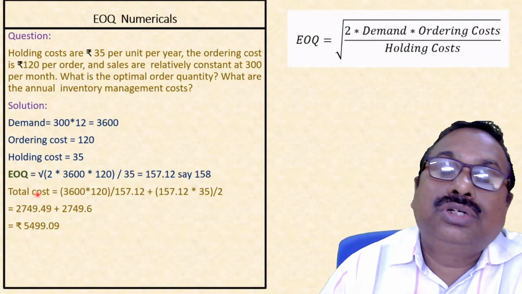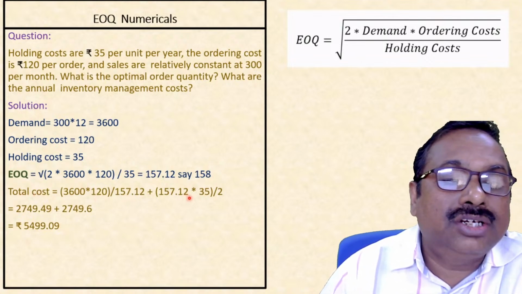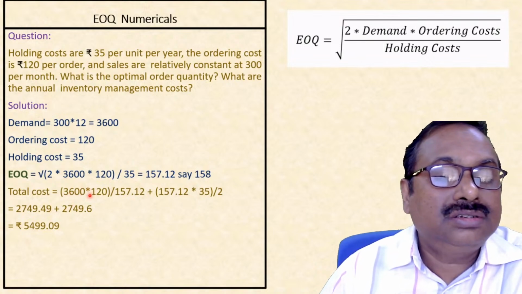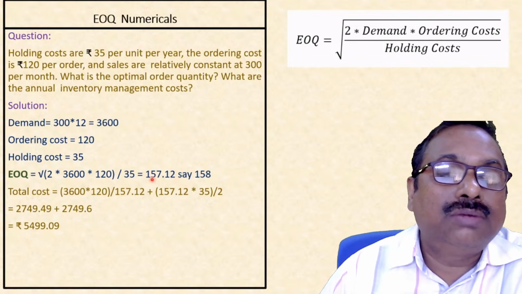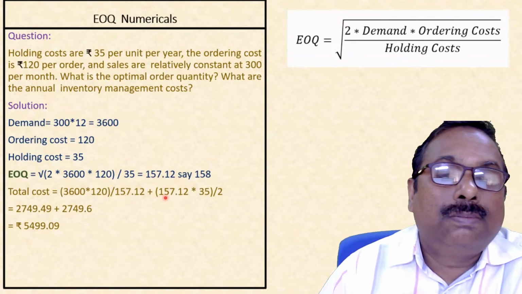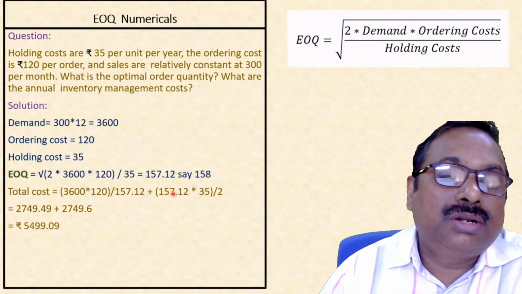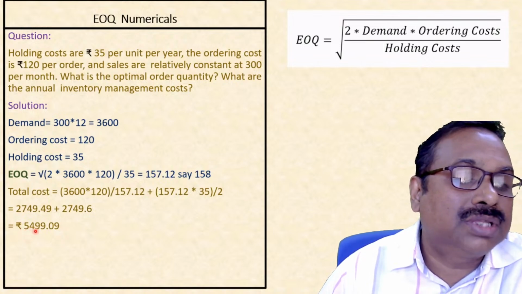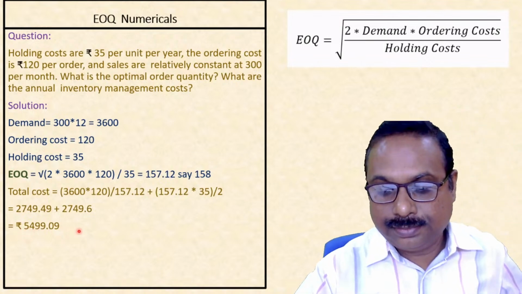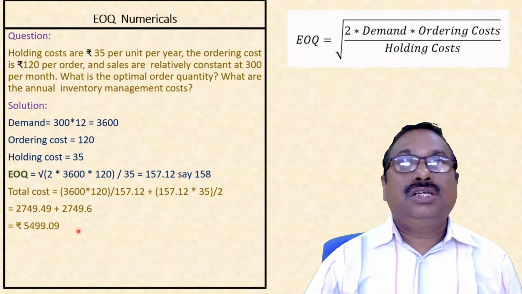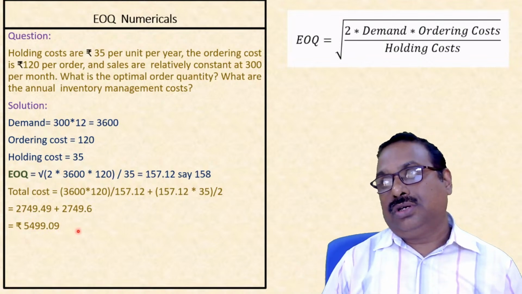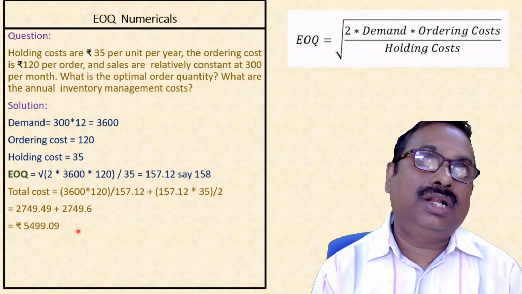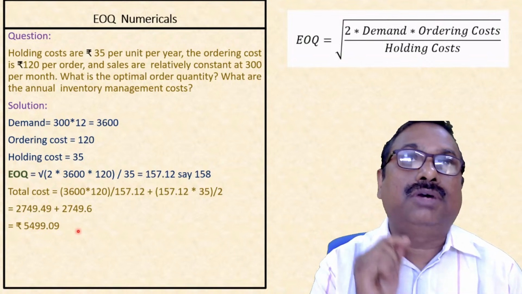Then for the total cost, we take ordering cost plus carrying cost. So ordering cost is 3,600 into 120 divided by 157.12, which is your EOQ, plus 157.12 into 35 by 2, which comes to around 5,500 roughly. So what is the significance of EOQ? It means if you place an order at the EOQ level, then your total cost will be minimized.